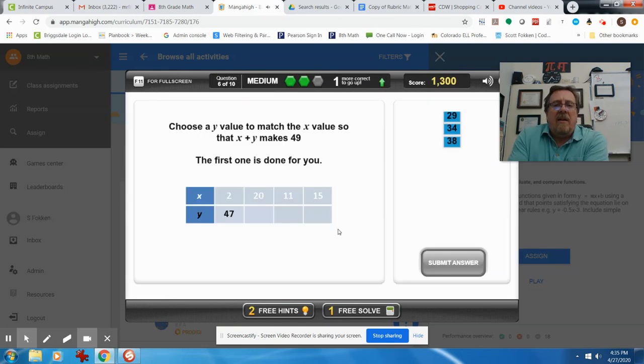Choose the y value to match the x value so that when you add them, you get 49. 2 plus 47 is 49. 20 plus what gives us 49? 20 plus 29. 11 plus something gives us 49. Must be 38. 11 plus 38 makes 49. And then let's stick the last one in there, 34 and 15 to give us 49.